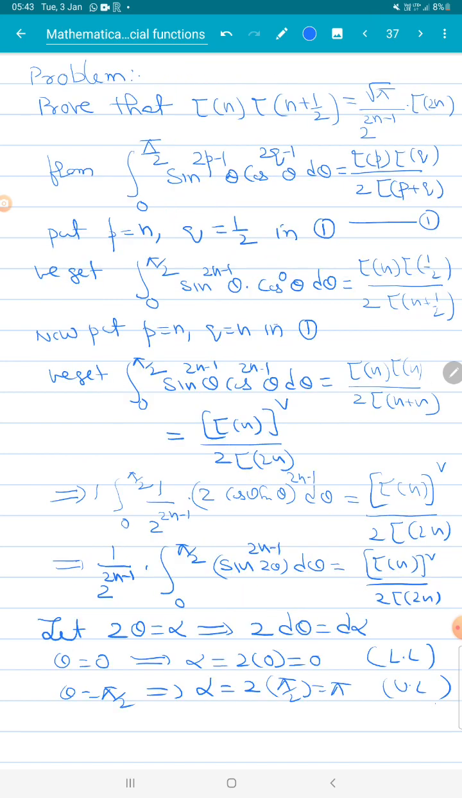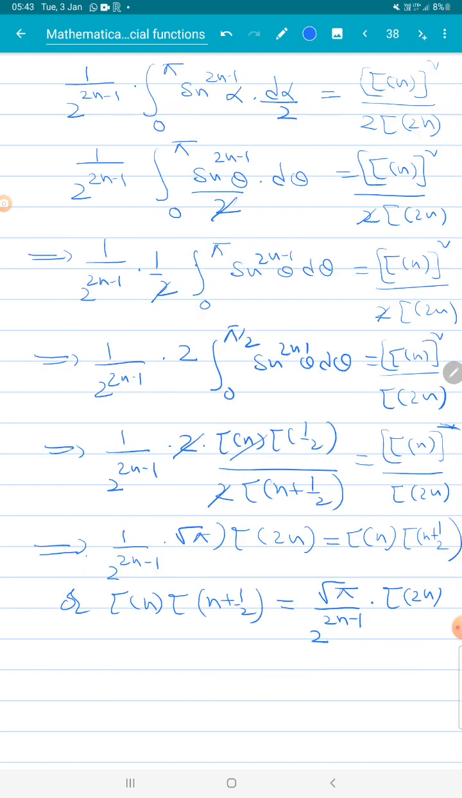So it is what we are required to prove. Gamma of n into gamma of n plus half is equal to root pi by 2 to the power of 2n minus 1 into gamma of 2n.